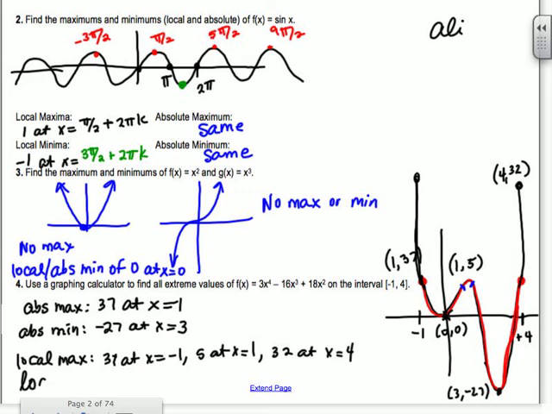Local min. So we have 2 local min. So we have 0 at x equals 0. And we have negative 27 at x equals 3. Okay, see how that works? So for local max and local min, you just kind of list any hill or valley, or in this case, see how there was nothing on the other side. So that's the highest point in that general area.